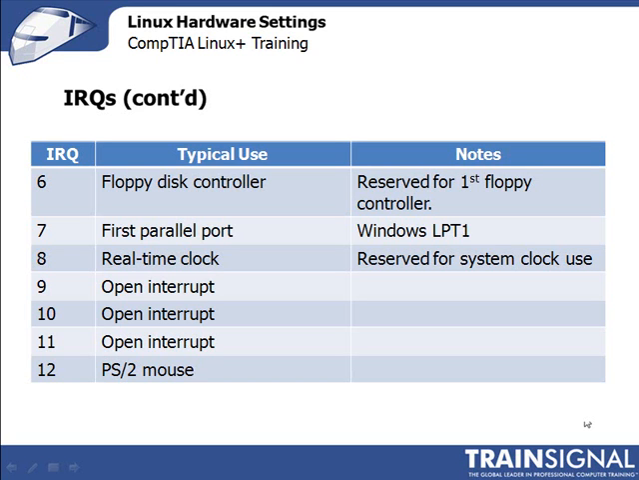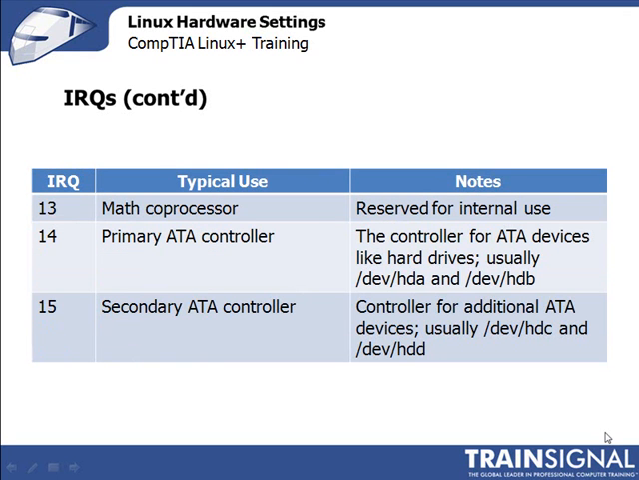Number 8 is assigned to the real-time clock. IRQs 9, 10, and 11 are left open and can be assigned accordingly. And we've got IRQ 12, which is assigned to the PS2 mouse. We continue with IRQ 13, which is assigned to the math coprocessor, and this is another one that's reserved for internal use. Last two we have is IRQ 14, which is assigned to the primary ATA controller, and 15, which is assigned to the secondary ATA controller. And we'll review those names a little bit later, so don't worry about what they mean at this point.